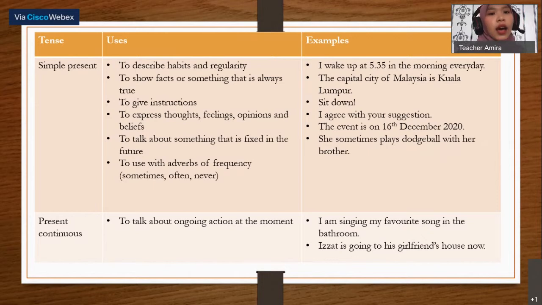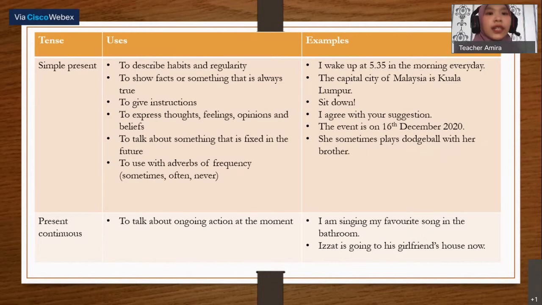Okay, so in order for you not to be confused, there are a few guidelines, a few things that you have to keep in mind whenever you want to use simple present tense. It is when you want to describe habits and regularity. Okay, what is habits and regularity? Habits is things you do every day, almost every day, like you do it all the time.